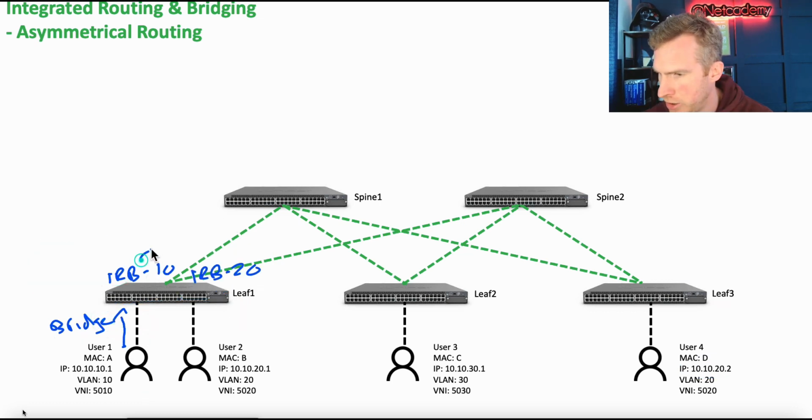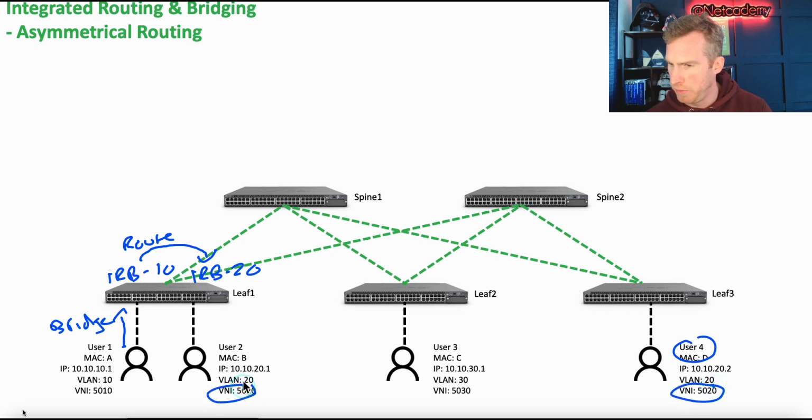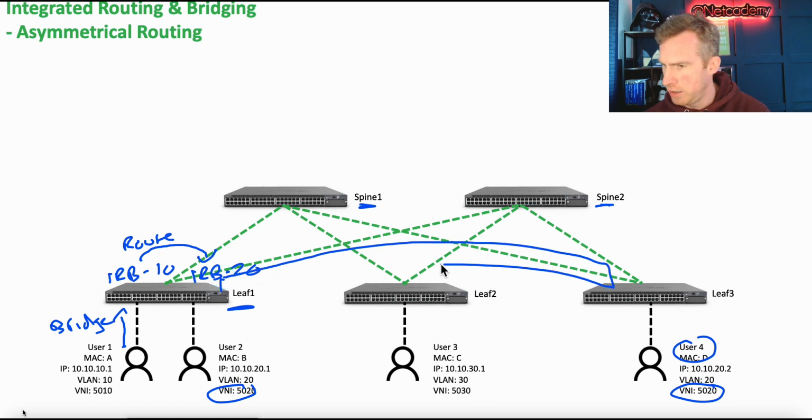So we've done our bridging, and just to make it a bit clearer, we've done our bridging up to the IP VRF with IRB.10, and then we route over to IRB.20 because user 4 sits within the same VNI that is locally configured on leaf 1 itself. And at this point, it's actually very straightforward. Whether it goes through spine 1 or spine 2, it doesn't matter. Leaf 1, using the IRB.20 interface, is going to see, to get to leaf 3, I need to go through this particular tunnel, and that is going to have the VNI of 5020. And then that traffic comes in.